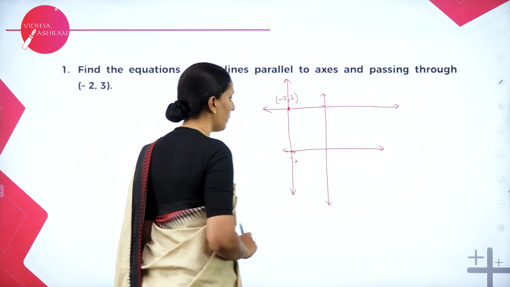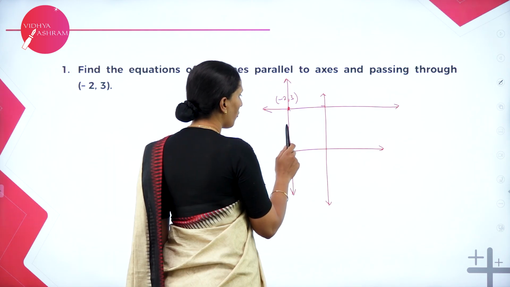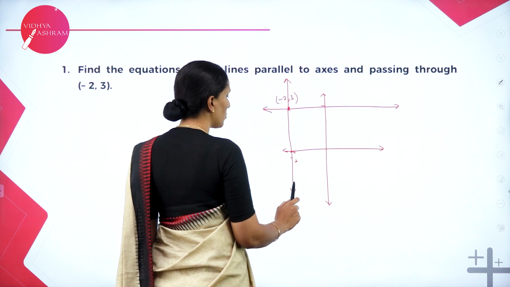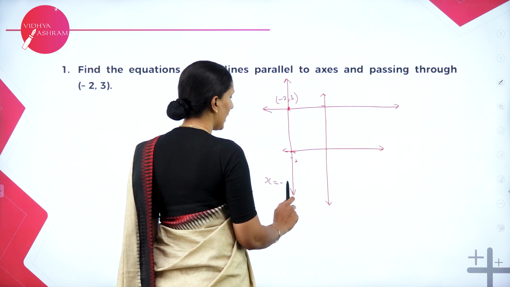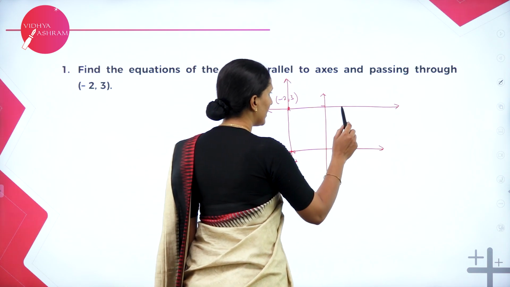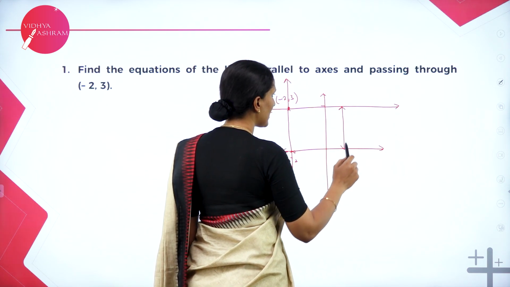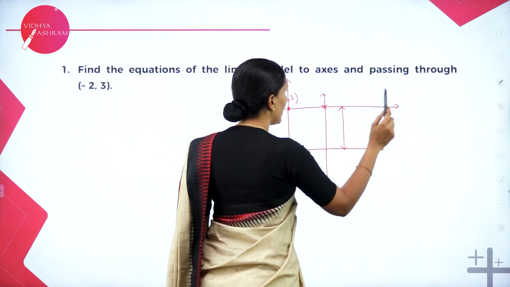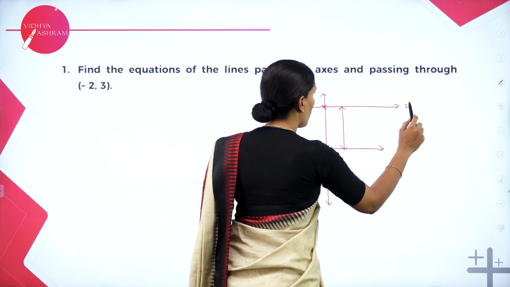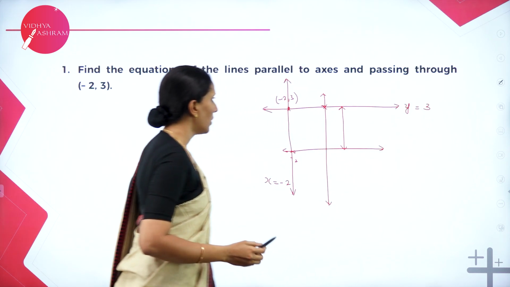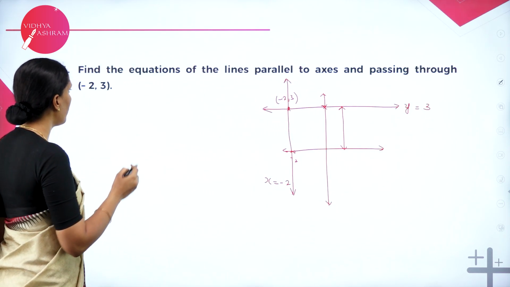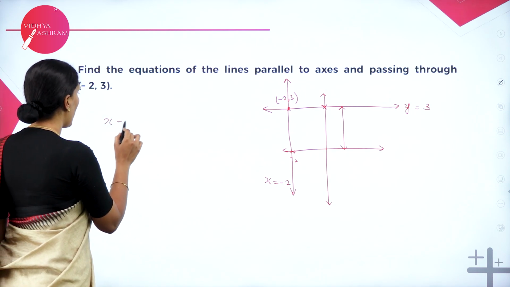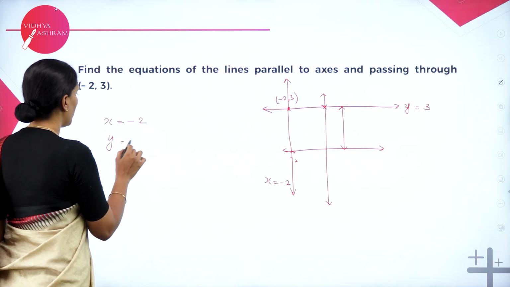x-axis. So let this be minus 2. So distance of this line from the y-axis is x is equal to minus 2. So therefore the equation of this line is x is equal to minus 2. Whereas the distance of this line from the x-axis is 3 units and it is touching the line at 3. So therefore the equation of the line is y is equal to 3. So hence the equation of the lines passing through the point minus 2, 3 are x is equal to minus 2 and y is equal to 3.